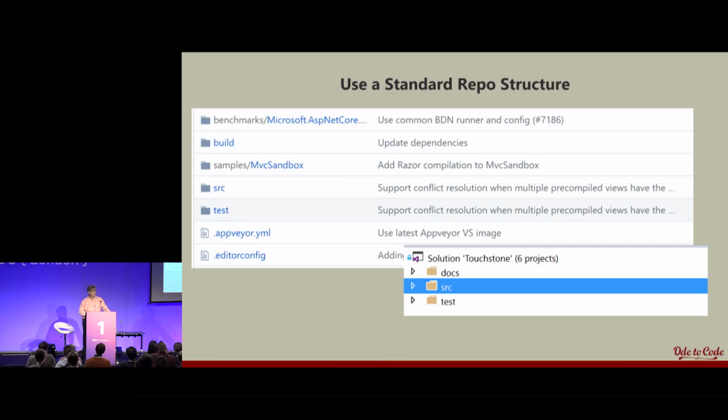If I walk up to something that's built in .NET Core, I expect to find a solution file in the root. I expect to see a source folder and a test folder. And I know exactly where to start drilling in if I want to find those unit tests, as well as typically a documentation folder.